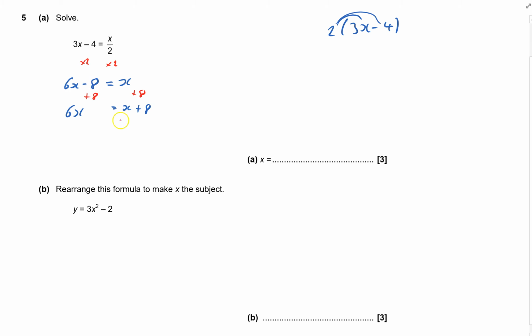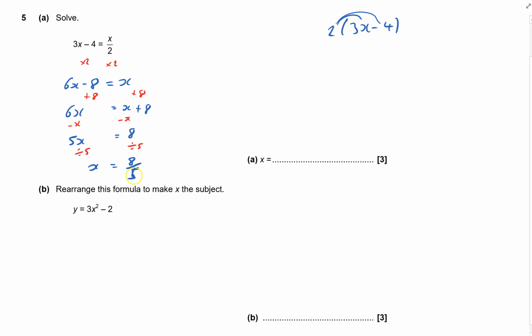Now I can put the x to the other side, so take off an x from that side and take off an x from that side. And that will be just 5x now equals 8. I don't want 5 of them, I just want 1 of them. So divide both sides by 5, and that gives me that x equals 8 over 5.